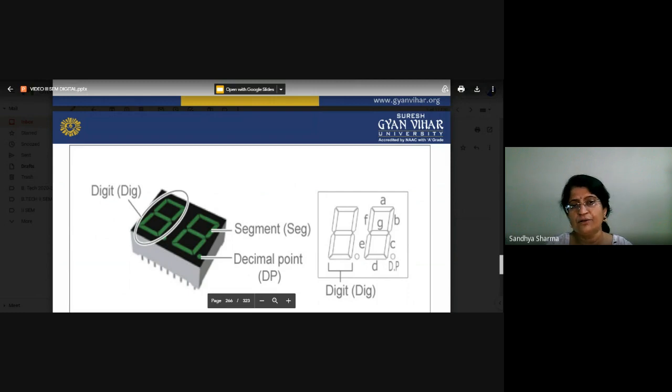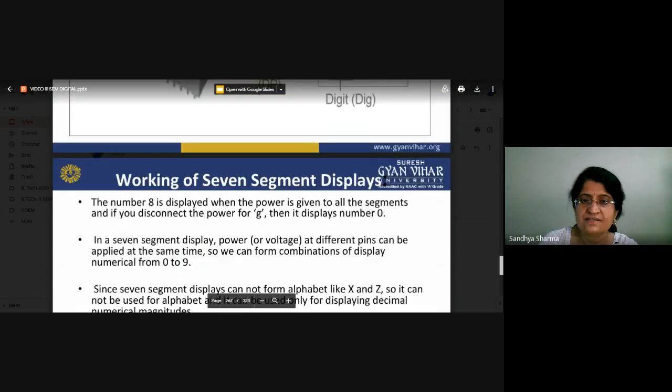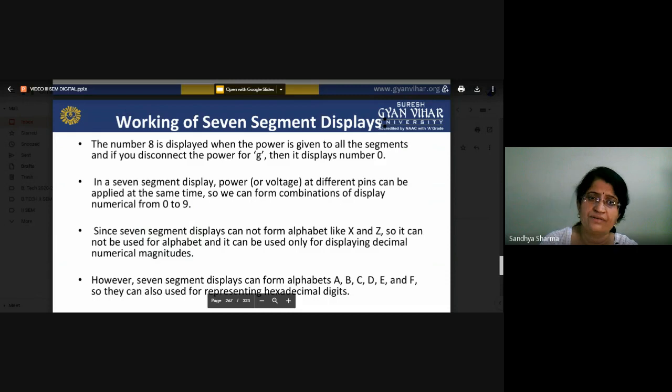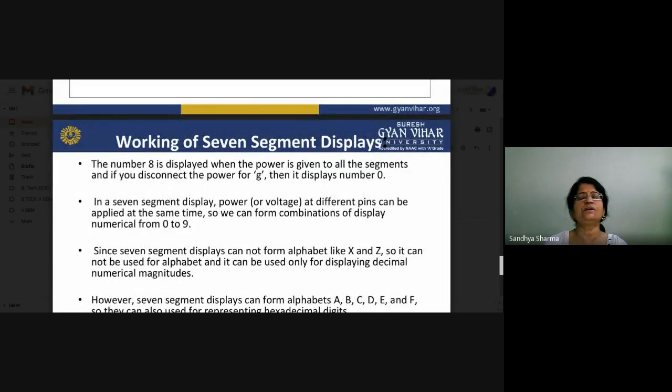So how you can illuminate these 7 segments, and how you can display these 7 segment devices in the form of numerics. Now in the next slides we will see how it will work. You have been given the 7 segment. Basically, the number 8 is displayed when power is given to all segments. So you can see the number 8.